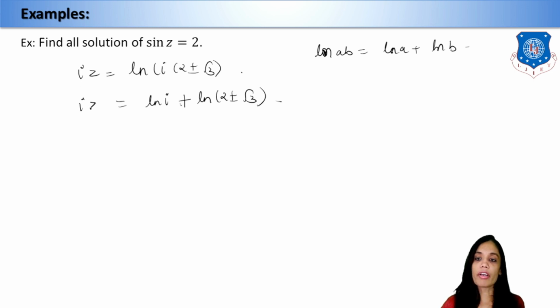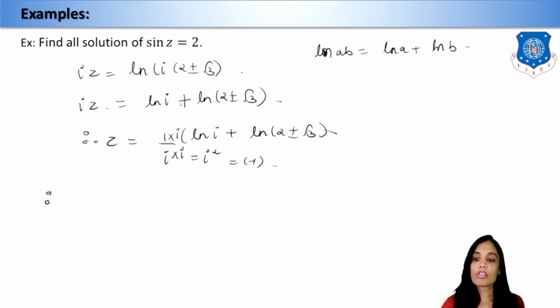And here we have iz. So now let us bring this i on this side. So it will be z is equal to 1 upon i into (ln i plus ln (2 plus or minus root 3)). Now multiply and divide by i. So in the denominator we have i square, which is equal to minus 1. So the final value of z is what? Minus i times (ln i plus ln (2 plus or minus root 3)).